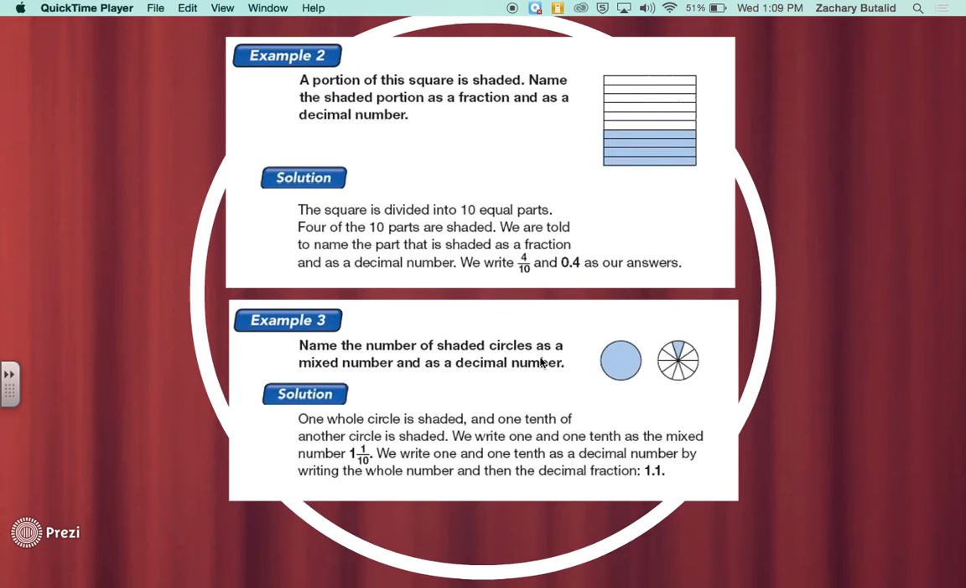Now we're going to look at a number in example number 3 with a whole number and a fraction, and we're going to use this also as a decimal. So now we have one whole circle that's totally shaded, and then we have one part of another circle: 1, 2, 3, 4, 5, 6, 7, 8, 9, 10. This circle is divided up into 10, so that's going to be our denominator, and 1 is shaded, which will be our numerator. So this is 1 and 1/10.